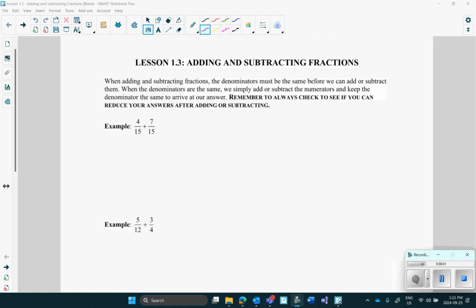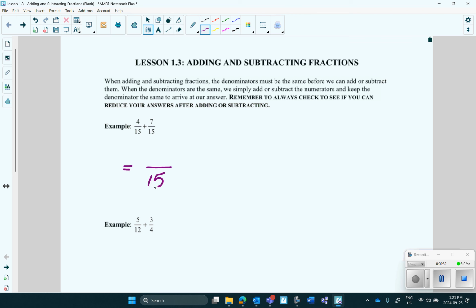So adding and subtracting fractions, a review. When we add and subtract fractions, they have to have the same denominator for us to combine. If they do, we simply add the numbers up top or subtract, depending on what the question is, and leave the denominator the same. So first example, I've got 4/17 plus 7/17.